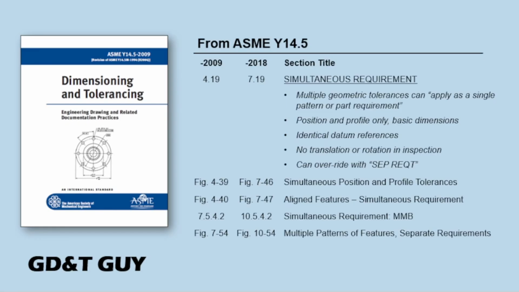Simultaneous requirements is explained in 4.19 in the 2009 standard and in 7.19 in the 2018 standard. This is all in the datum reference frames section. And then there's a follow-up bit in the section on position tolerances. There are also some good illustrations. So these are just a few paragraphs buried kind of deep in their respective sections. And so it would be easy to nod your head as you read through simultaneous requirements, but not see it as a huge deal.